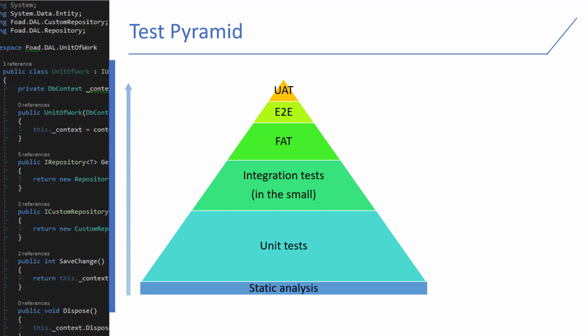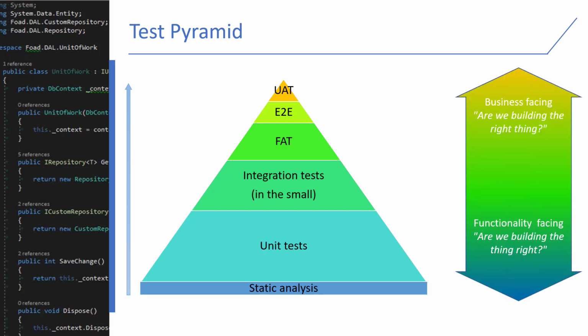Here we are going to verify if the software meets the business requirements or not. After that, we have end-to-end testing, which checks if the software acts nicely with the neighboring applications. And at the top of the pyramid, we have UAT or user acceptance testing, which is performed by the end user to accept the software before moving to production.